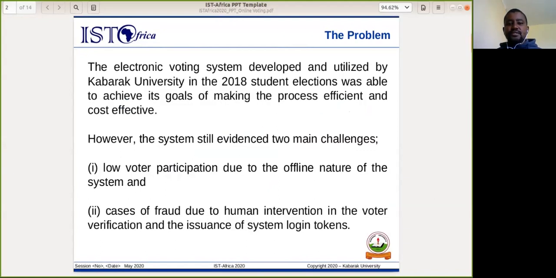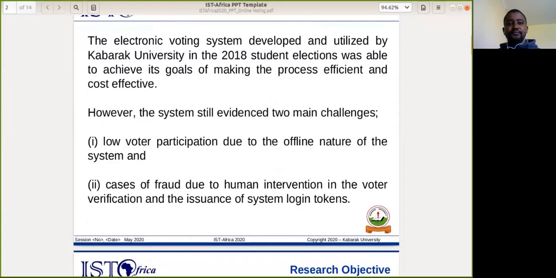The first was low voter participation due to the offline nature of the voting system at that point. And then there were cases of fraud due to the human intervention in the voter verification exercise and also in the issuance of login tokens for the voting.